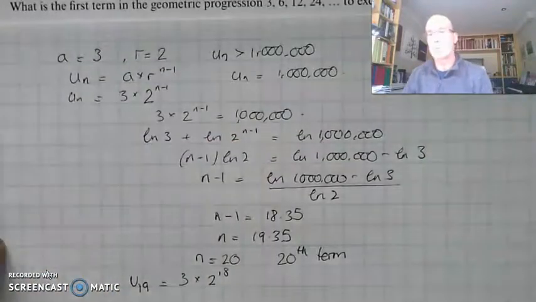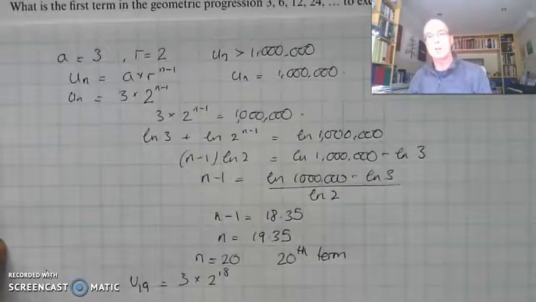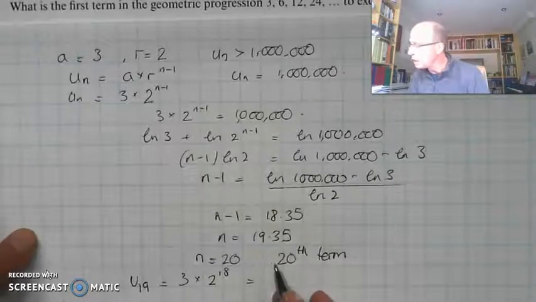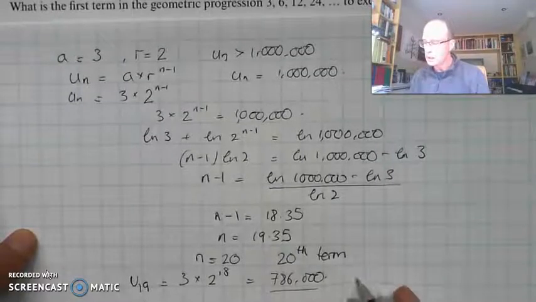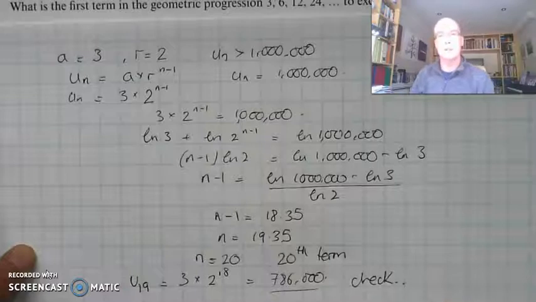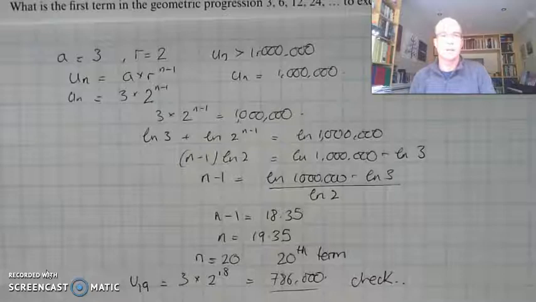I also know that when I multiply 700,000 by 2, that 20th term is going to take me over 1,000,000. So that double check, that was 786,000 and a bit of change, less than 1,000,000. That 20th term is going to be the first term over 1,000,000. Okay, thank you.